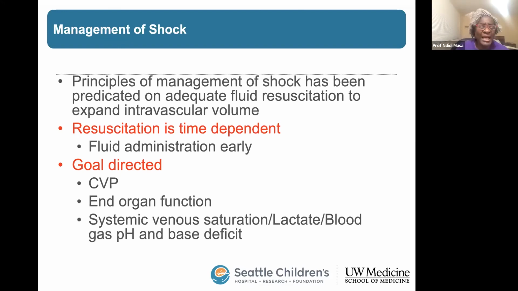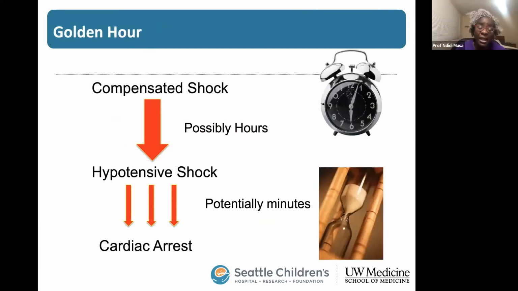You want to make sure that their heart rate comes down, the capillary refill time decreases, their blood pressure goes up, they're making urine, they're speaking, or they're more alert and awake, the lactate is going away, and your base deficit is going away. So you have to have a goal that you are targeting in terms of resuscitating a patient. I'd like to talk about the golden hour of shock.